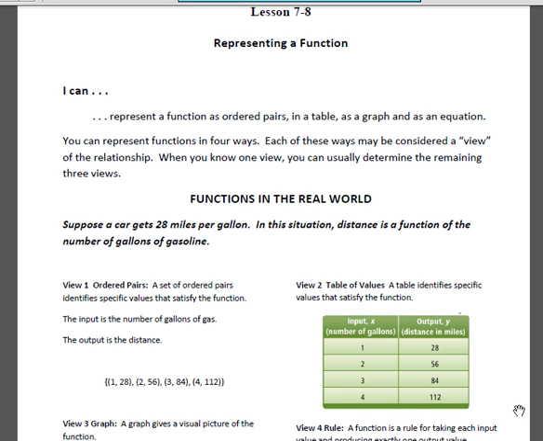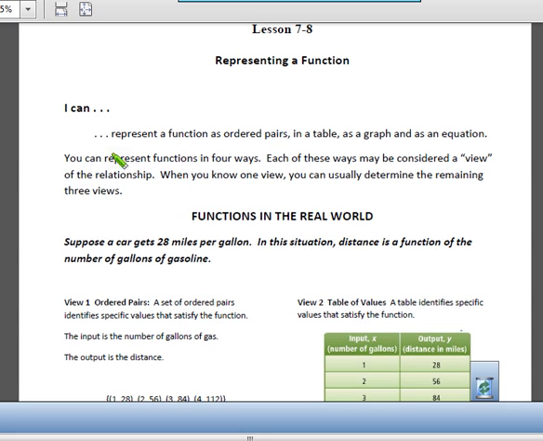Hello, welcome to the video notes for lesson 7-8, and this lesson is all about representing a function. You'll see the notes for this are on page 42 from your notes packet, and let's go ahead and get started.